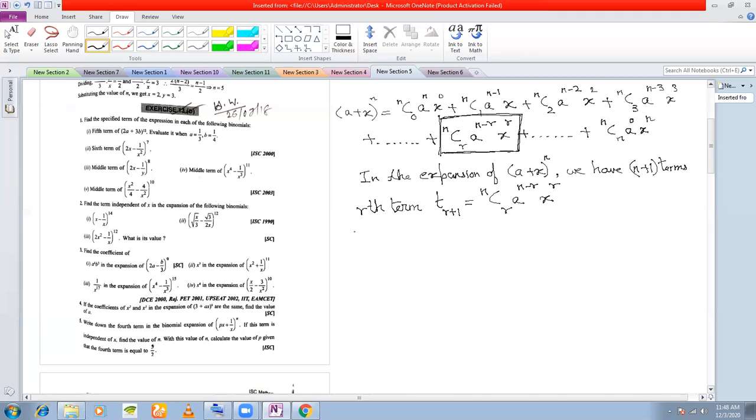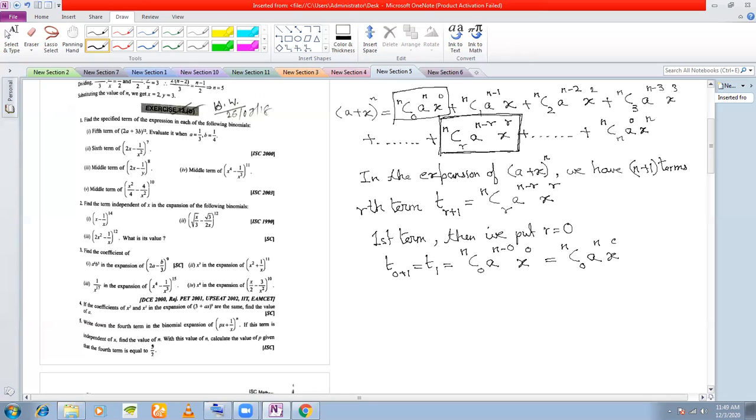So for example, if you want to find out the first term of the binomial, we put r = 0. So you have T(0+1) = T1 = nC0 a^(n-0) x^0. See, we are getting the first term, nC0 a^n x^0.